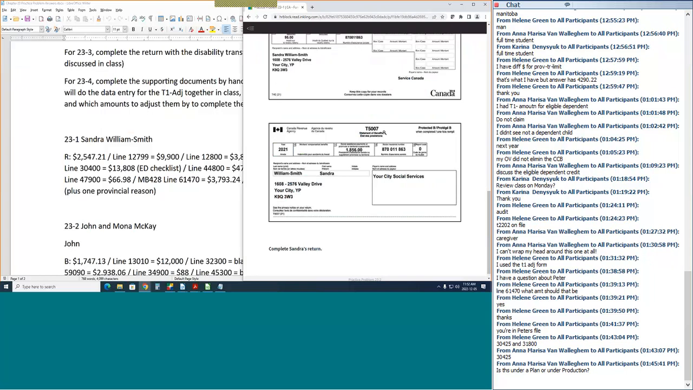T5007, I wanted you to have a box 14 because it's going to change your provincial amounts. Okay, if you had a box 14, you would have gotten a different amount than if you didn't have it. If you didn't put a box 14 in, it will default to 0 and she will not get any provincial credits, but she is entitled to some.